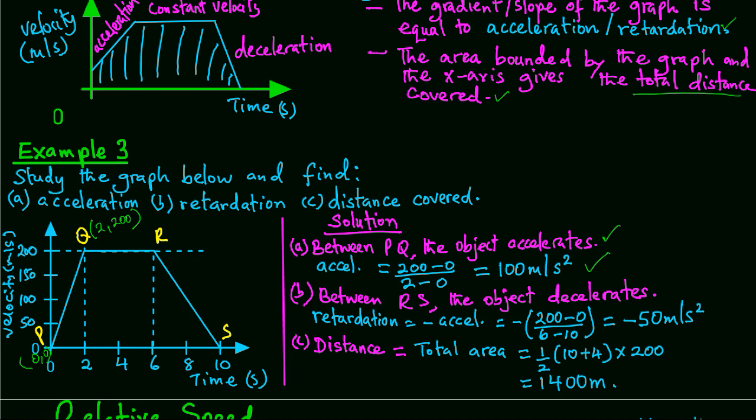Between R and S, the object decelerates, and therefore to calculate retardation, which is simply negative of acceleration, at R we have 6, 200, and at S we have 10, 0.